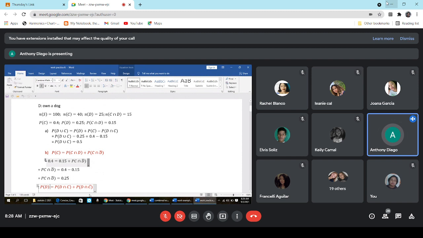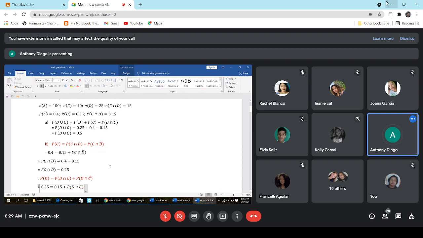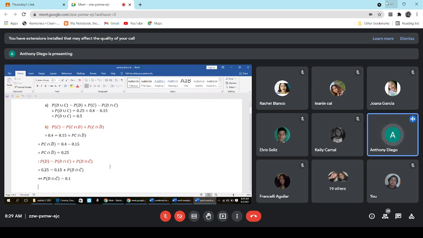So the probability that the person owns a cat and not a dog is 0.25. Then we need to find it for the probability of those that own a dog. So the probability of owning a dog is equal to the probability of a dog and cat plus the probability of owning a dog but not a cat. Remember, in the first instance, the person owned a cat but not a dog. So the probability of D, we have, was 0.25. That's what we are looking for, D intersecting C complement.